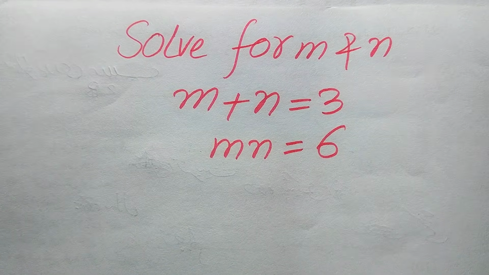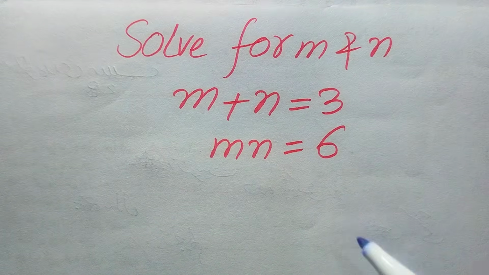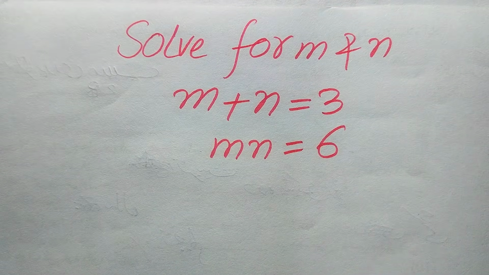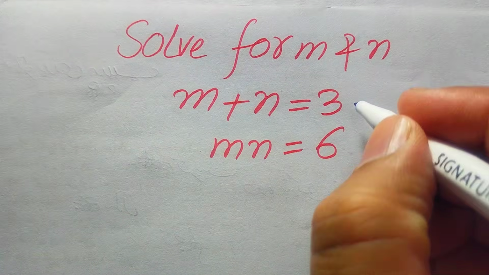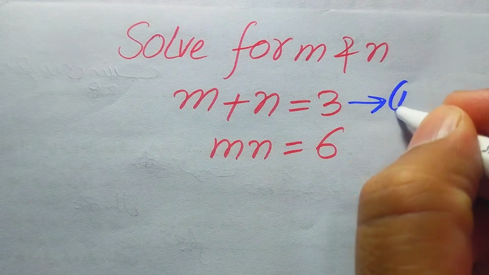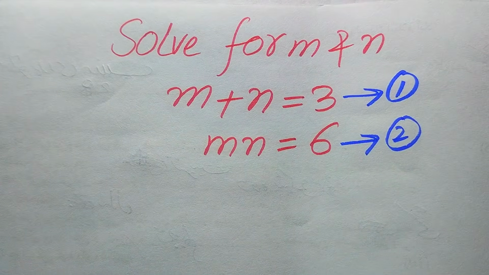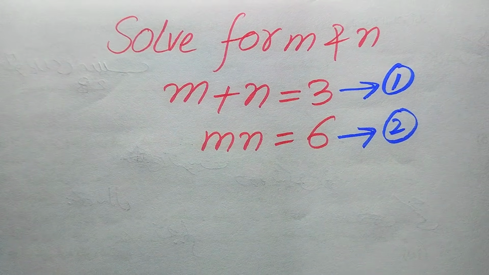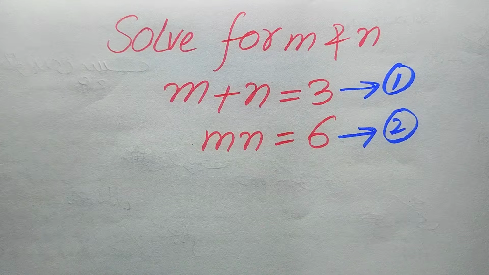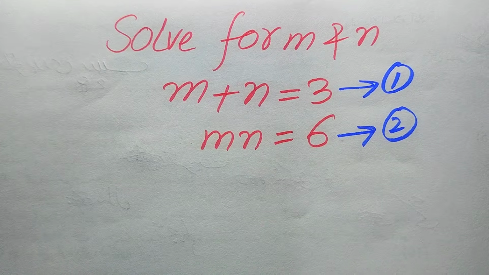So here we have m plus n equals 3 and mn equals 6, and we solve this problem for all the values of m and n. First we call this equation number 1, and we call that equation number 2. We need to solve both of these equations and get the values of m and n. Now we move towards the solution of this problem.